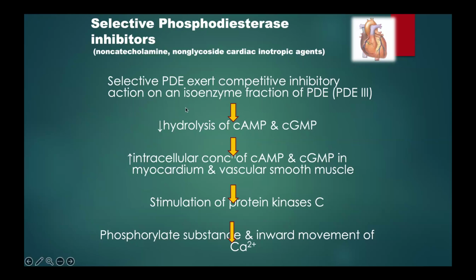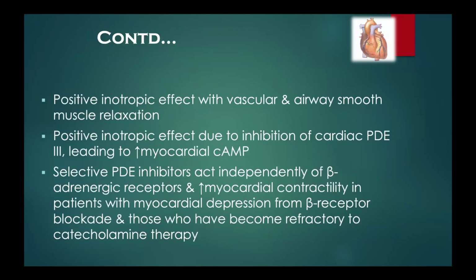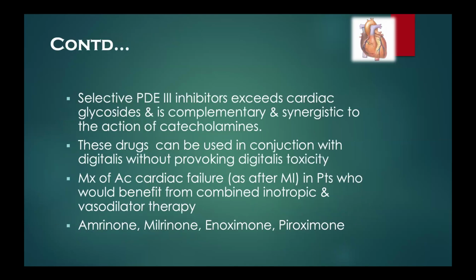So how do the selective phosphodiesterase inhibitors act? They exert competitive inhibition on an isoenzyme fraction of the phosphodiesterase enzyme, which reduces the hydrolysis of cAMP and cGMP, increasing the concentration of cAMP and cGMP in myocardium and vascular smooth muscles. There is stimulation of protein kinase C, phosphorylation of substances, and inward movement of calcium into the cells. So, positive inotropic effect with vascular and smooth muscle relaxation is present due to inhibition of cardiac PDE3 leading to increased myocardial cAMP. Okay, so these are the various drugs which are used: amrinone, milrinone, enoximone, and piroximone.